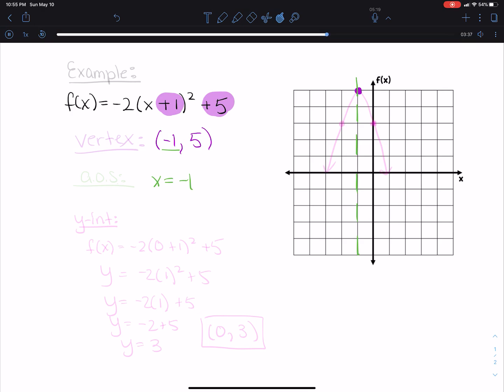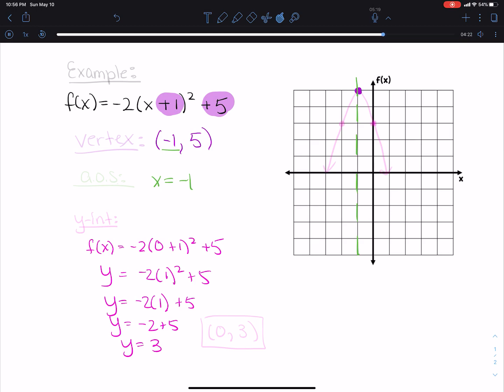All right, now to find the y-intercept, we're going to plug in 0 for x. So my function is f of x equals -2, and instead of x, I'm going to put (0 plus 1) squared plus 5. And we're just going to solve for f of x. Remember, f of x is the same thing as y. So if I wanted to just rewrite this as y equals, we could. So now -2 times, well, that's just 1 squared plus 5. y equals -2 times, well, 1 squared is just 1. y equals -2 plus 5, so y is equal to +3.